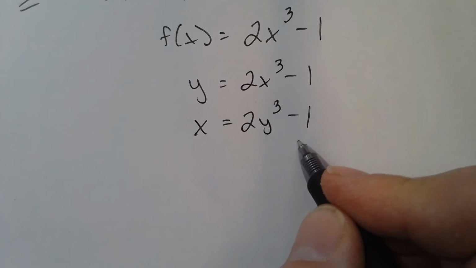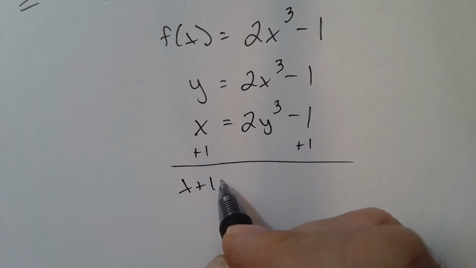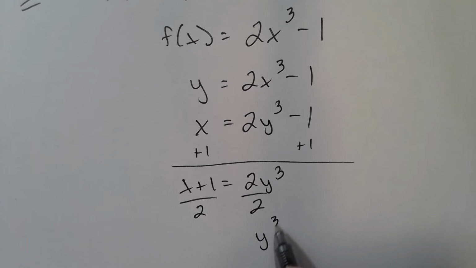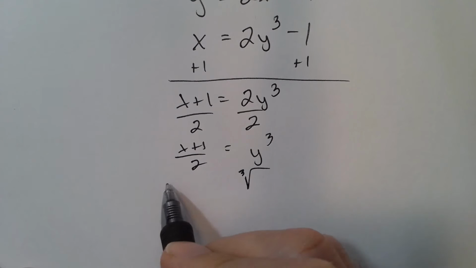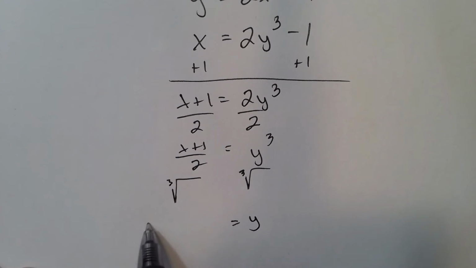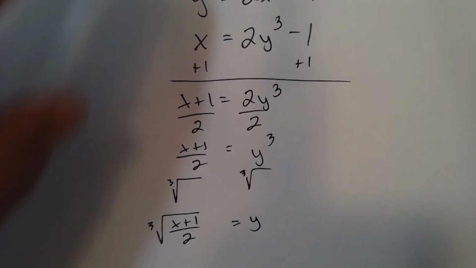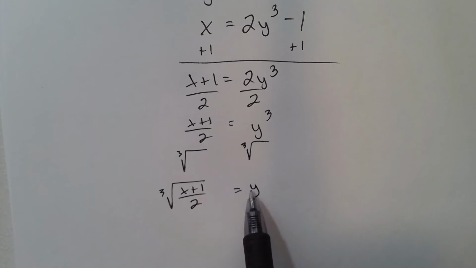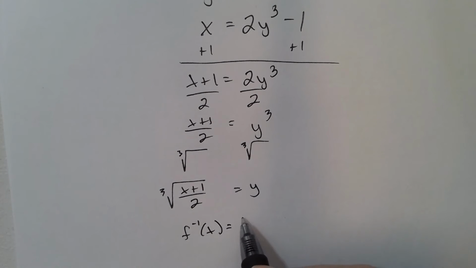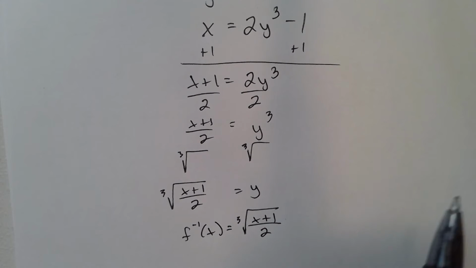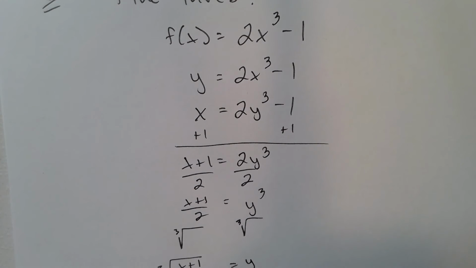Get y by itself. So adding 1, divide by 2, and then cube root. So y equals the cube root of (x plus 1) over 2. So just to write my answer, this is my inverse. So f inverse of x equals the cube root of (x plus 1) over 2. And it's the same process every time. Just interchange x and y and then solve for y.